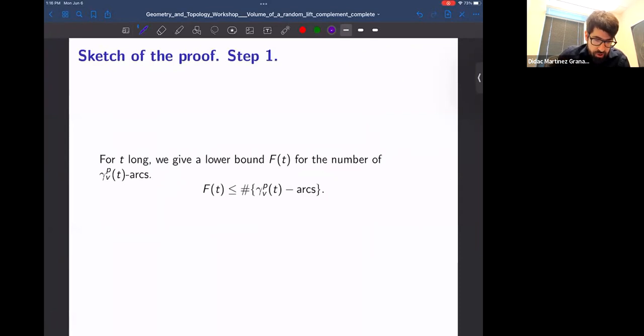So what's the first step in the proof? The first step in the proof is going to be to try to get a lower bound for the number of gamma arcs for our random closed geodesic, which is denoted by this. And this lower bound, we call it f. F is a function of t, where t is how long we flow along the geodesic flow, or in other words, the length of the curve.